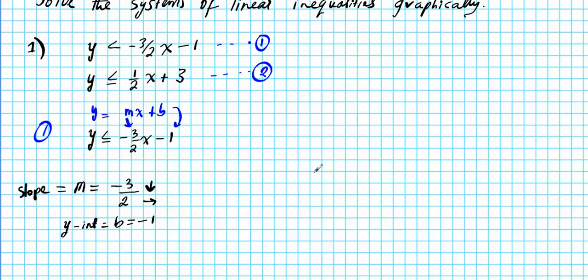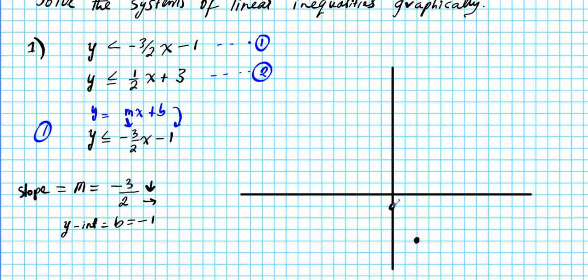All right, now let's go ahead and set up our coordinate system. So this is our y-coordinate, and here goes our x-coordinate. Let's graph line number 1. Okay, so for line 1, we have the y-intercept is negative 1, so we have a point here. And then we're going to rise negative 3, 1, 2, 3, and run 2, 1, 2.